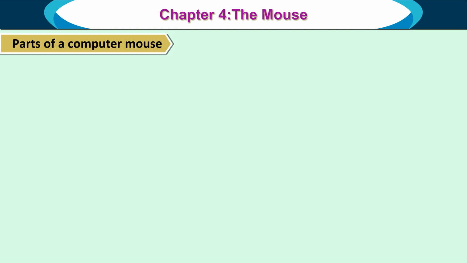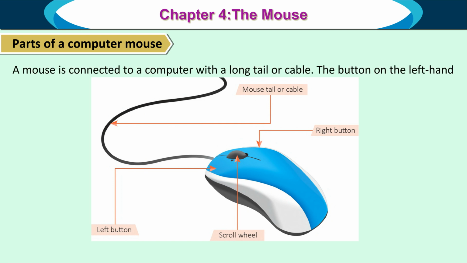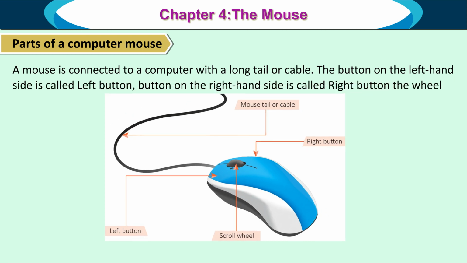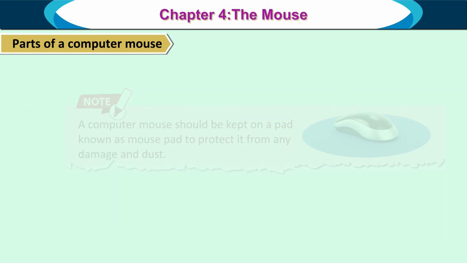Parts of a computer mouse. A computer mouse has 4 parts. Mouse tail or cable, right button, scroll wheel, left button. A mouse is connected to a computer with a long tail or cable. The button on the left-hand side is called left button. Button on the right-hand side is called right button. The wheel between these buttons is called scroll wheel.